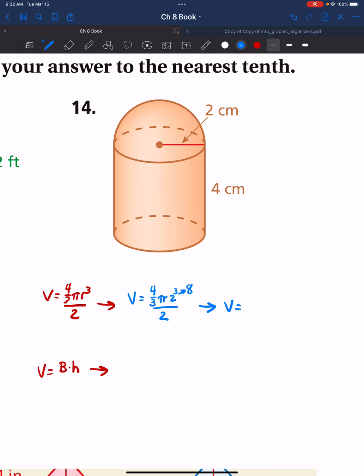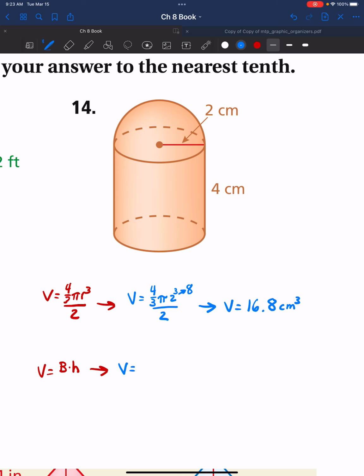Volume equals 16.75, which would be 8 centimeters cubed. All right, now let's go work on the next guy. Fill in the things I know. I can find the area of the base. The area of the base would be 2 squared, which is 4.